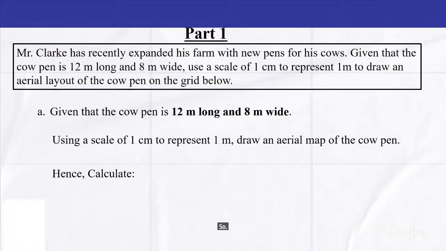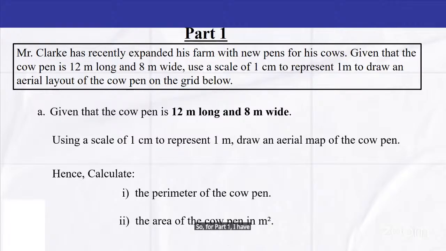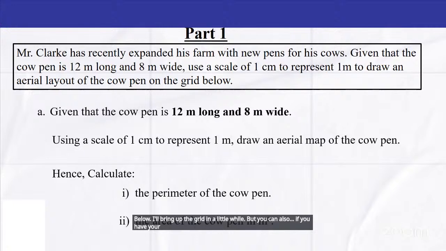So for part 1, I have a task for us to look at. It says that Mr. Clark has recently expanded his farm with new pens for his cows. Given that the cow pen is 12 meters long and 8 meters wide, use a scale of 1 centimeter to represent 1 meter to draw an aerial layout of the cow pen on the grid below. I'll bring up the grid in a little while, but if you have your papers, you can find the grid on the second page.